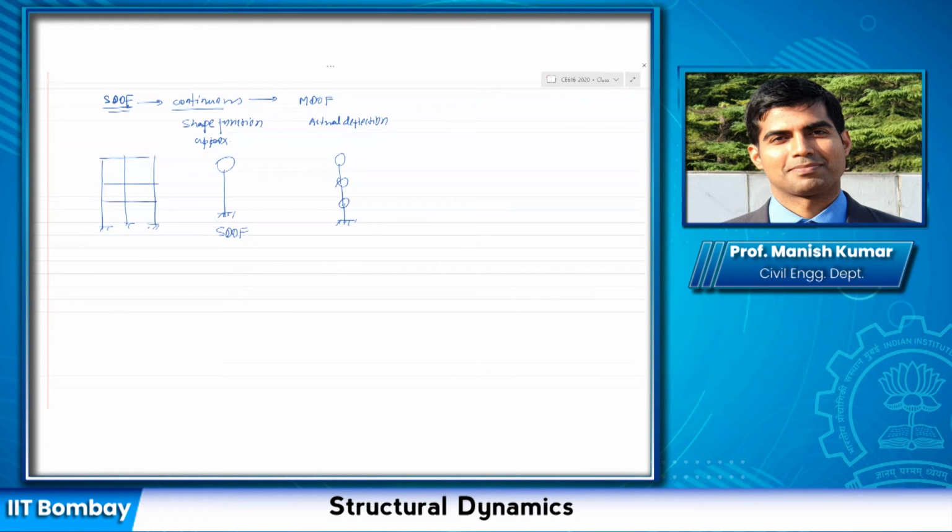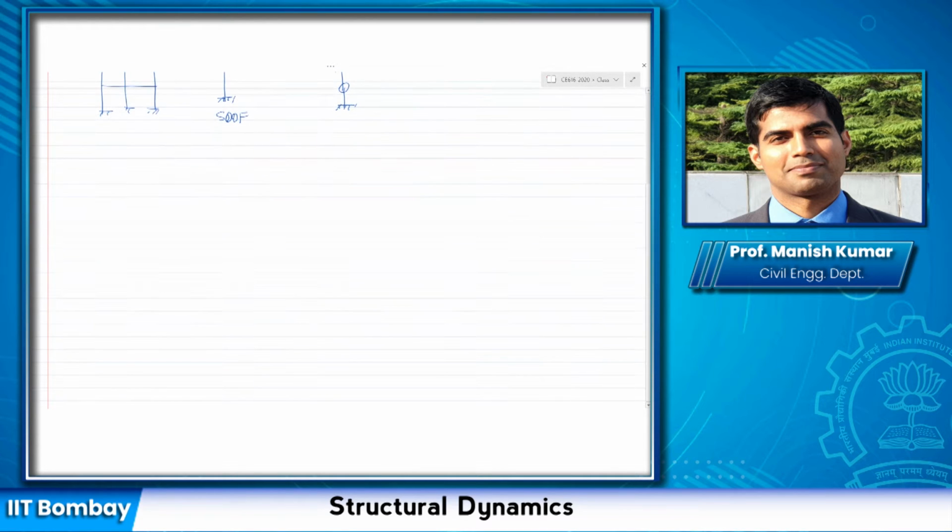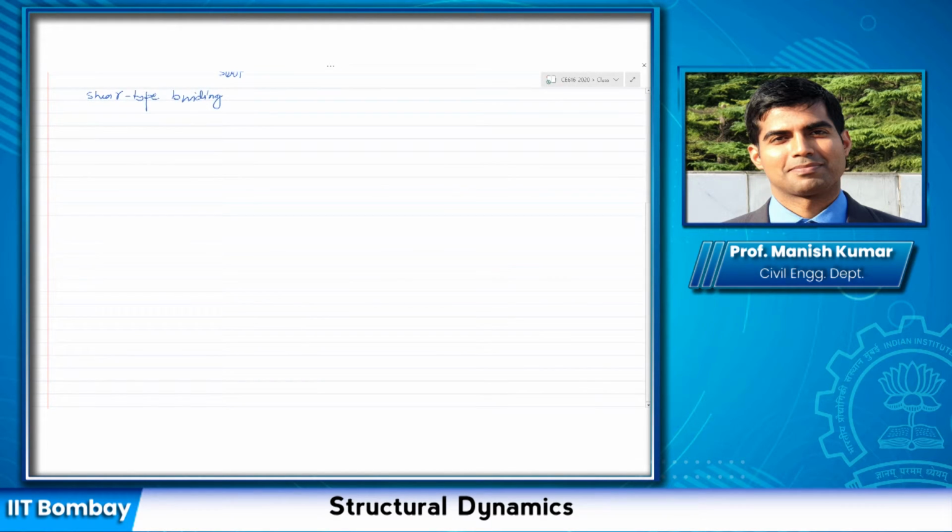Like a single degree of freedom system, again we are going to represent any system as a combination of masses. The first example that we are going to take, which we have already studied in the last class, is the shear type building. And what is the property of a shear type building? Well, a shear type building is one in which, let us say, we have a multi-story building, a 3-story building. 1, 2, 3 stories.